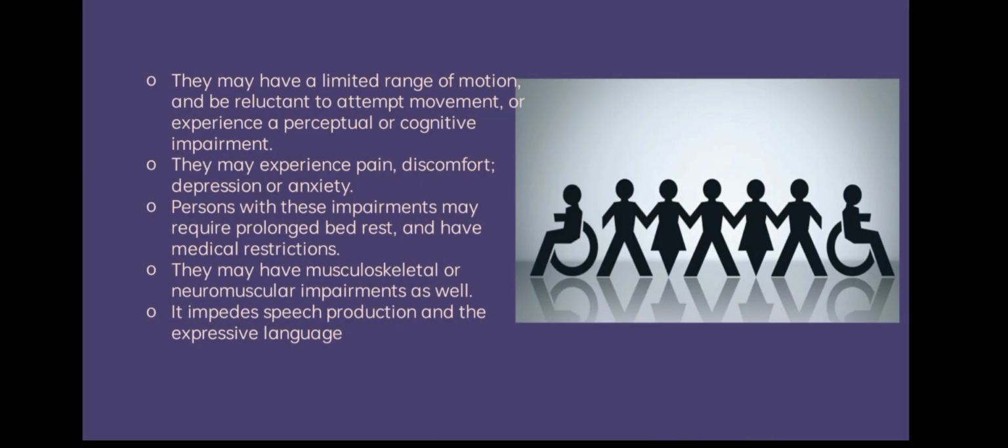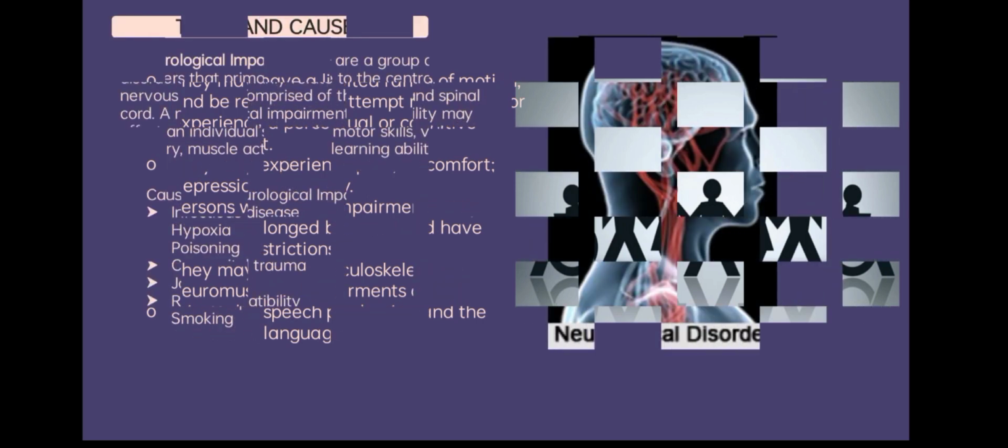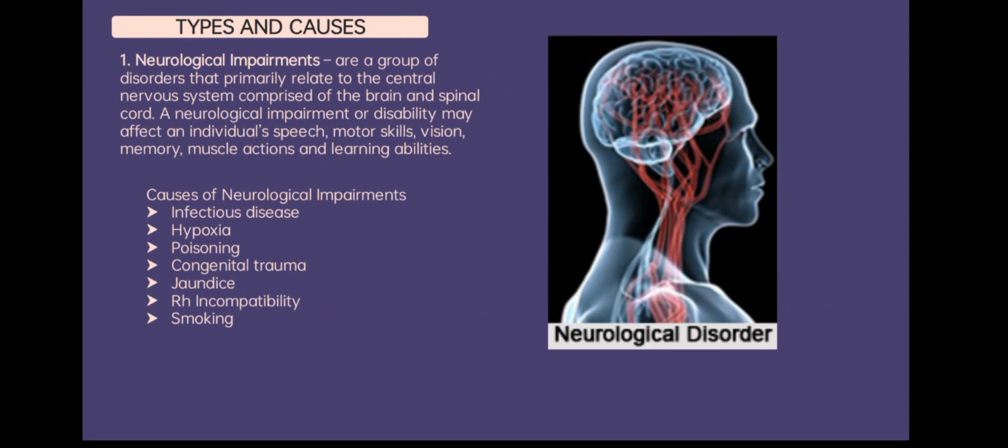Let us proceed to the two types and causes of these physical disabilities. The first is called neurological impairments. These are the group of disorders that primarily relate to the central nervous system, comprised of the brain and spinal cord. A neurological impairment or disability may affect an individual's speech, motor skills, vision, memory, muscle action, and learning disabilities.